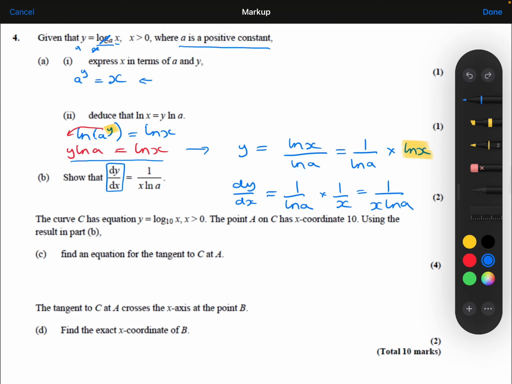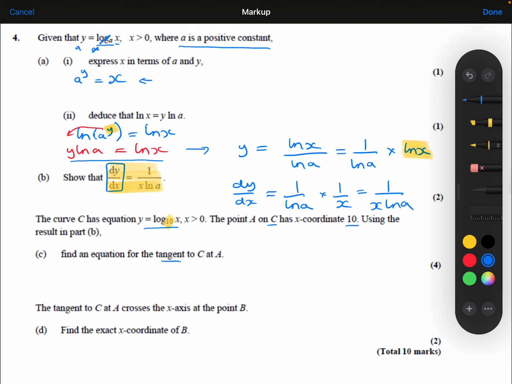Right, moving on to part C, we're told that the curve C has the equation y equals log base 10 of x, where x is greater than 0. We're told that the point A lies on the curve and has the x coordinate 10. Using our result in part B, so using the fact that the gradient function is 1 over x ln a, in this case our a is 10, find an equation for the tangent to C at A.